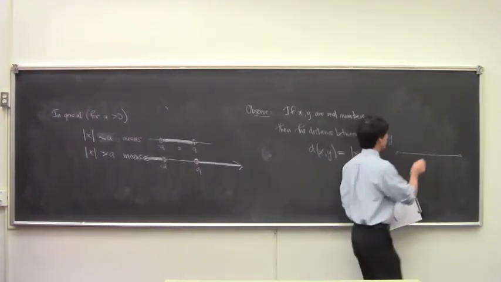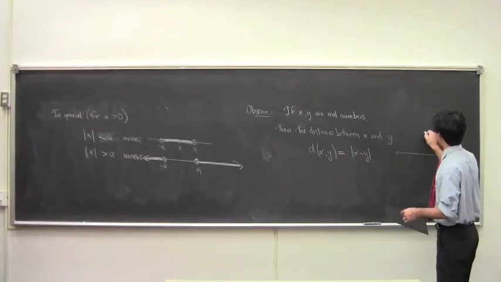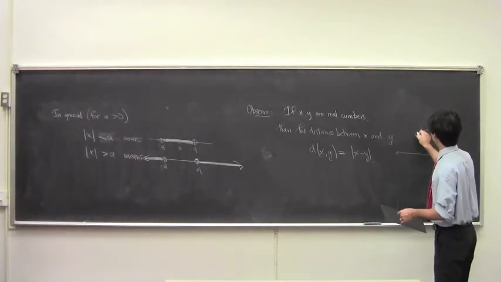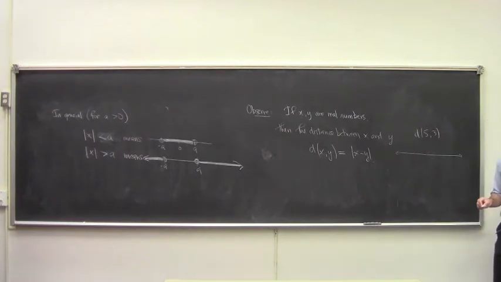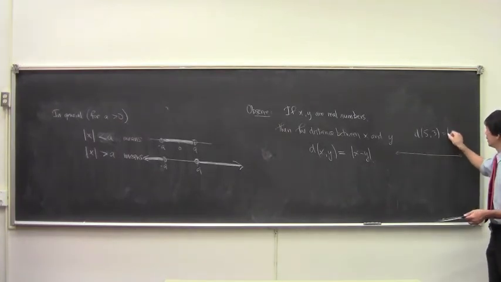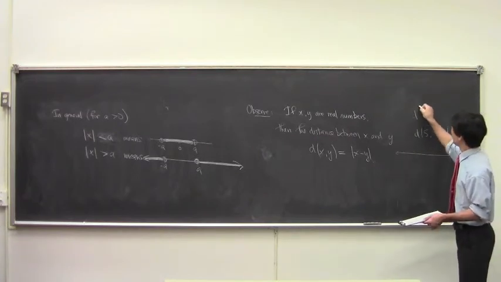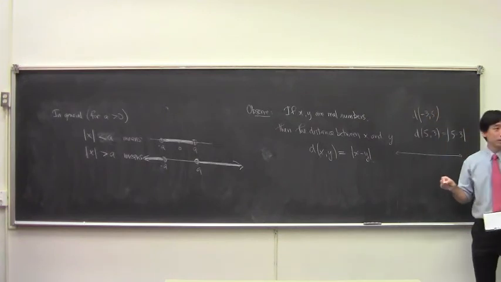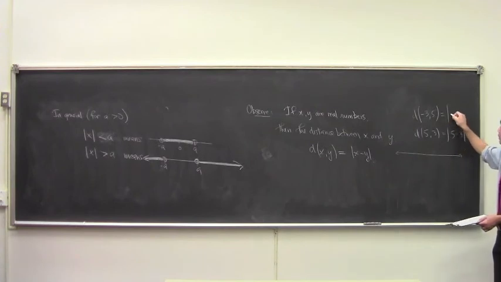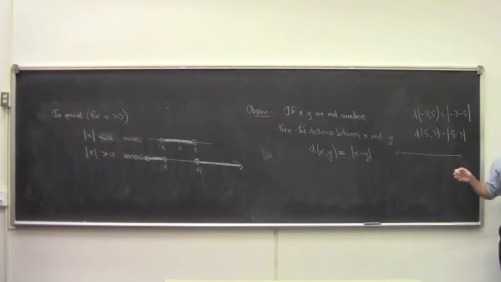So, for example, if I'm looking at 5 and 3, the distance between 5 and 3, well, you know that's 2. It's the absolute value of 5 minus 3. That's 2. The distance between, say, negative 3 and 5? Well, if we look at the absolute value of negative 3 minus 5, we get the absolute value of minus 8. That's 8.